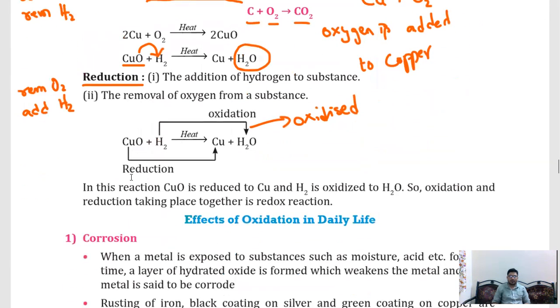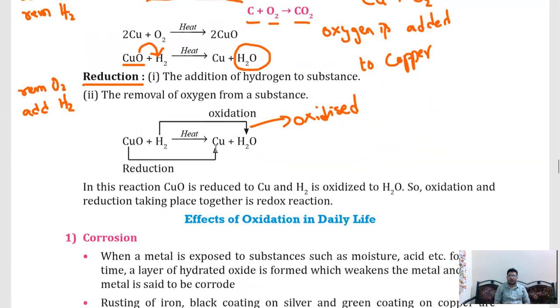You can take this example. Copper oxide plus hydrogen gives rise to copper plus H2O. Now what is happening? Oxygen is given to hydrogen and forms H2O. Simply to say, hydrogen got oxidized. But in copper oxide, if you observe, oxygen got removed, right? So if oxygen is removed, we can say this copper got reduced. Okay, so if anything is oxidized, it is oxidation; if anything is reduced, it is known as reduction.